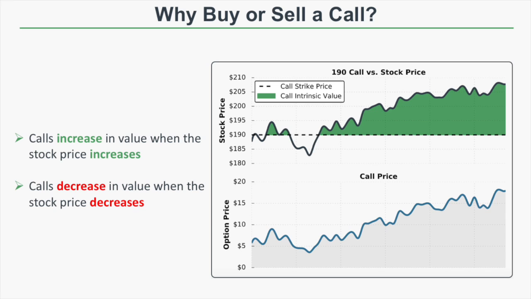Now, if an option starts at $5 and ends at $20, the buyer of that option will have a $1,500 profit and the seller of that option will have a $1,500 loss. Now this is on a per contract basis.